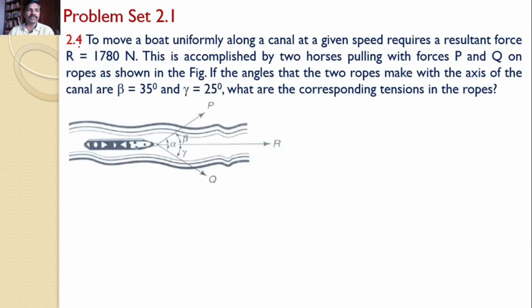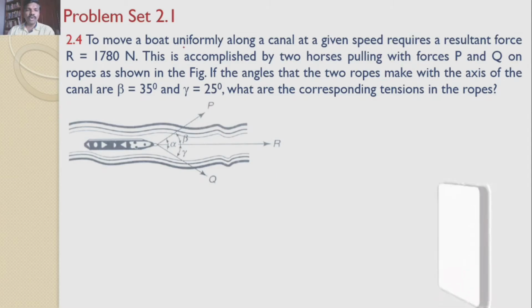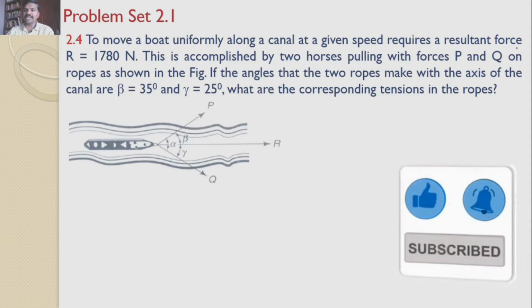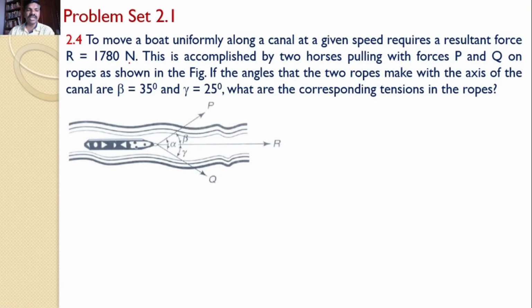Problem number 2.4. To move a boat uniformly along a canal at a given speed requires a resultant force R equal to 1718 newtons. This is accomplished by two horses pulling with forces P and Q on ropes as shown in the figure. If the angles that the two ropes make with the axis of the canal are beta equal to 35 degrees and gamma equal to 25 degrees, what are the corresponding tensions in the ropes?